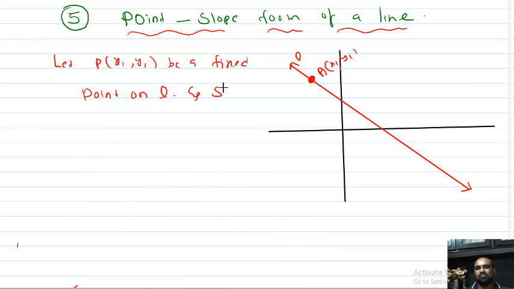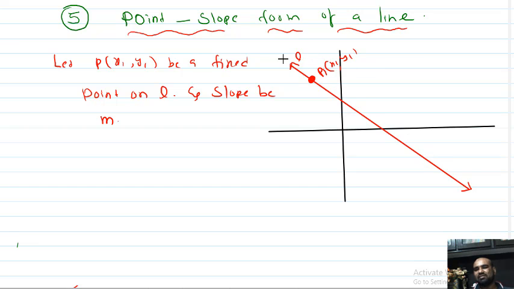So, I am assuming the point is that and the slope is m. The slope m and a point on the line are given, and we want to find its locus equation. How to find the locus equation? A fixed point is given. In the previous one, the fixed point was (0, c), a point on the y-axis. This is not a point on any axis, it is anywhere on the line, maybe here or here or here. Just a fixed point on the line, say (x1, y1).